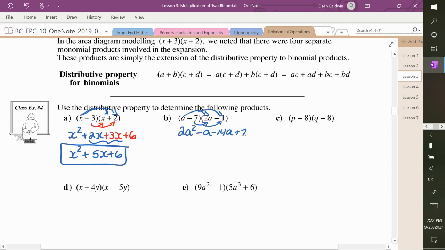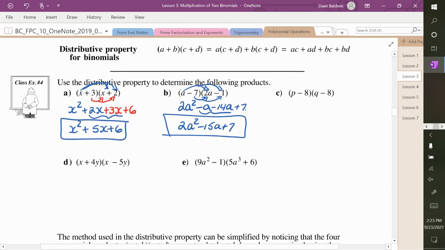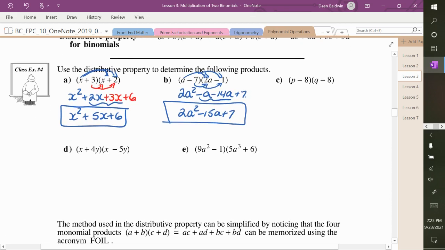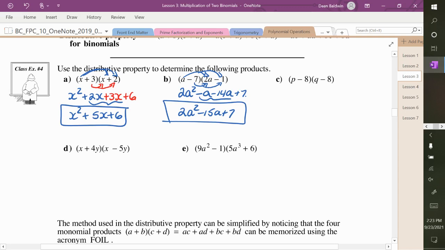What are the like terms? To give you? Negative 15a. That's what this bit becomes. So it's 2a squared minus 15a plus 7. Are we okay?